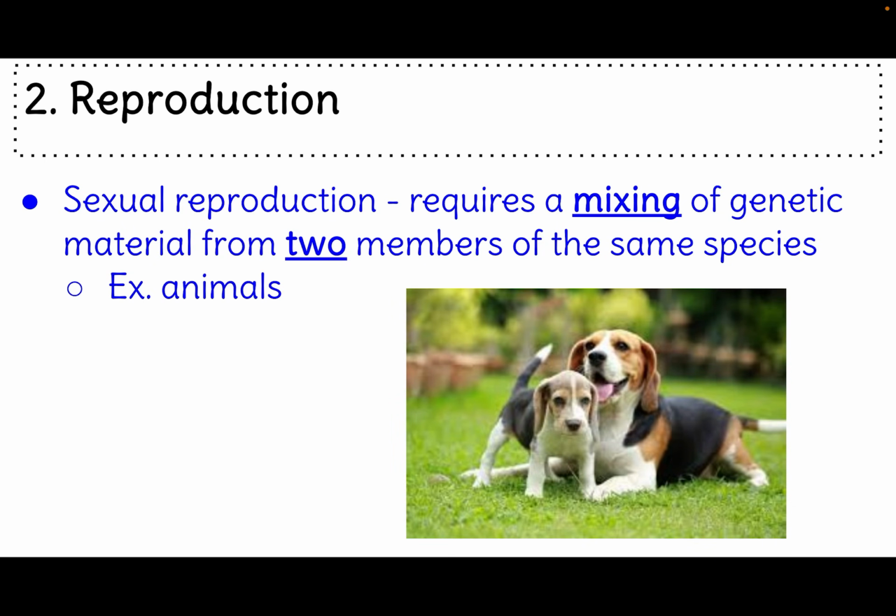On the other hand, there's sexual reproduction, and this requires a mixing of genetic material from two members of the same species. So examples here would be animals. In the picture I have dogs, a female dog and a male dog. Their DNA needs to mix together to create other puppies, other dog offspring.